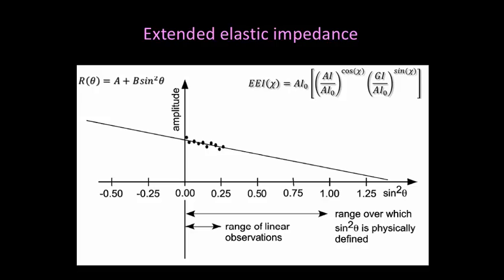so that for the normal data that we see, this is the range of angles that we come up with, because our offsets are usually like this. With this new methodology, the range of values over which this sin²θ will become physically defined, that is this range.